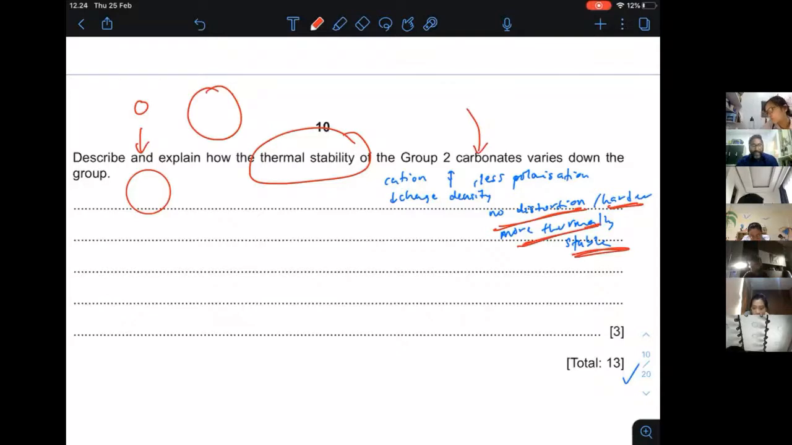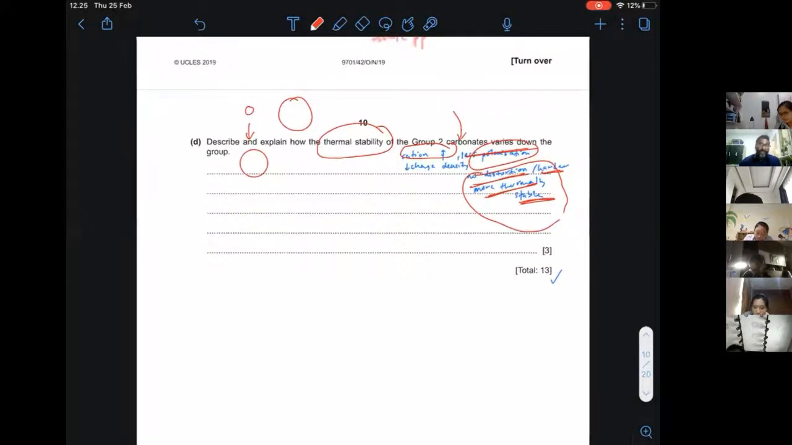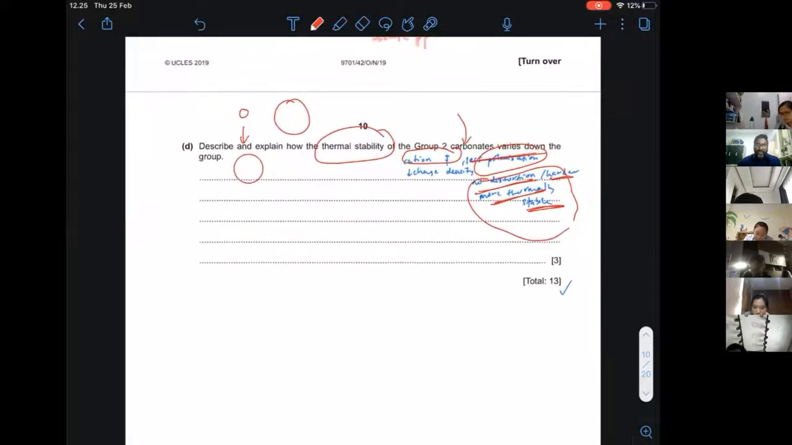Whatever I mentioned related to size, related to polarizing power, you also need to mention, after you talk about the polarizing power of the cation, the distortion of the electron cloud of the anion. Then you summarize it. So that is the one I want to discuss for today, the first part of this lesson.